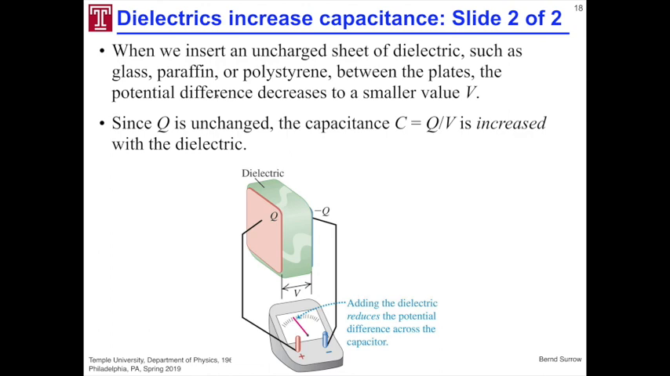what will happen, since Q is unchanged, the charge will stay there like this, the capacitance is increased with the dielectric material. Why? When we insert an uncharged sheet of dielectric material, such as glass, paraffin, or polystyrene, between the plates, the potential difference decreases to a smaller value. So now, why can we understand that it decreases to a smaller value?